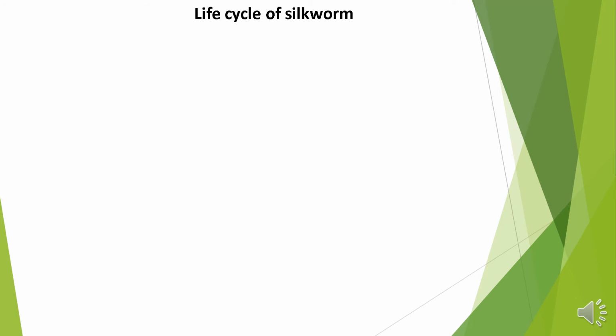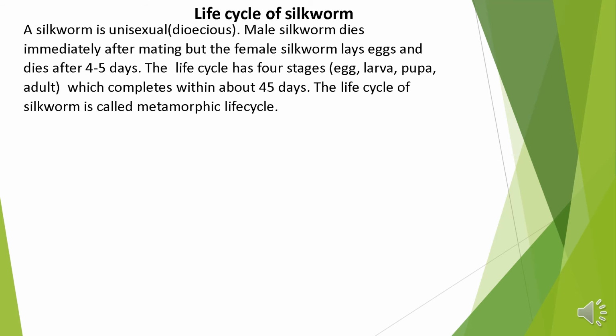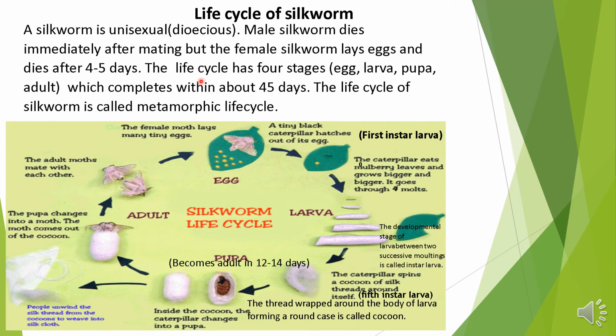Life cycle of silkworm. A silkworm is unisexual or dioecious. That means male and female are separate. The male silkworm dies immediately after mating, but the female silkworm lays eggs and dies after 4 to 5 days. The life cycle of silkworm has 4 stages, that is egg, larva, pupa and adult, which completes within 45 days.